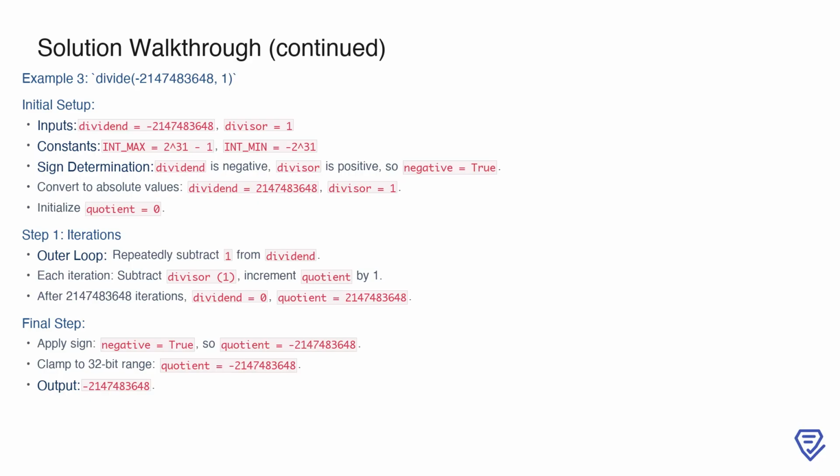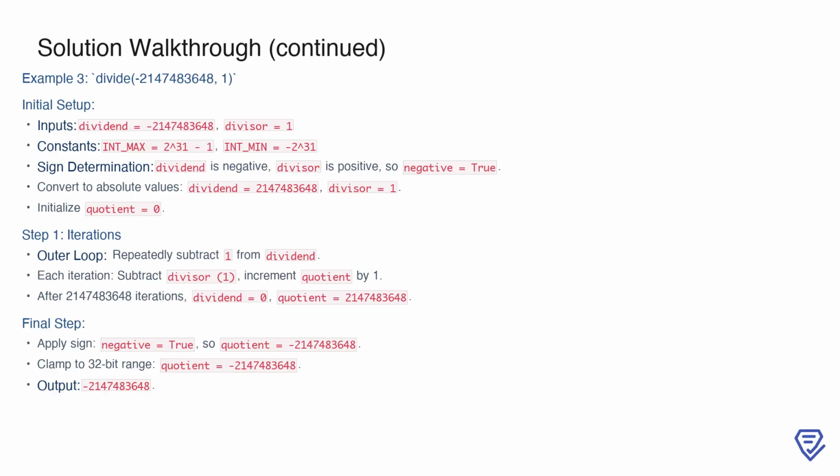Converting both numbers to their absolute values gives a dividend of 2,147,483,648 and a divisor of 1. The quotient is initialized to 0. Now, we enter the outer loop, where we repeatedly subtract the divisor, 1, from the dividend. Each time we subtract 1, we increment the quotient by 1.